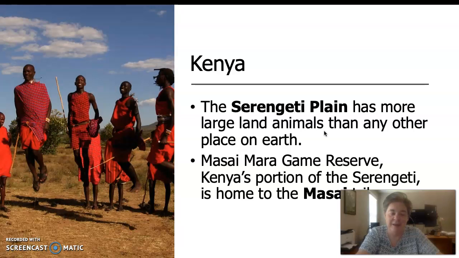Another area of Kenya that's really neat, this is actually part of the Serengeti Plain, is the Masai Mara Game Reserve. That's what Kenya calls its portion of what makes up the Serengeti Plain. And it is the home of the Maasai tribe, and this picture here comes from the Maasai tribe. They are a people known especially for their ritual dances, but they are a nomadic tribe, so they move around quite a bit.